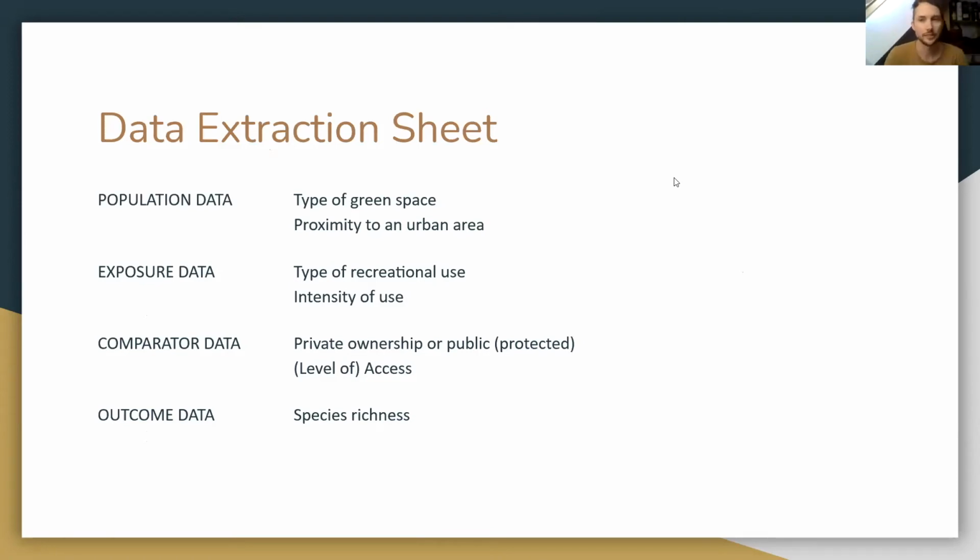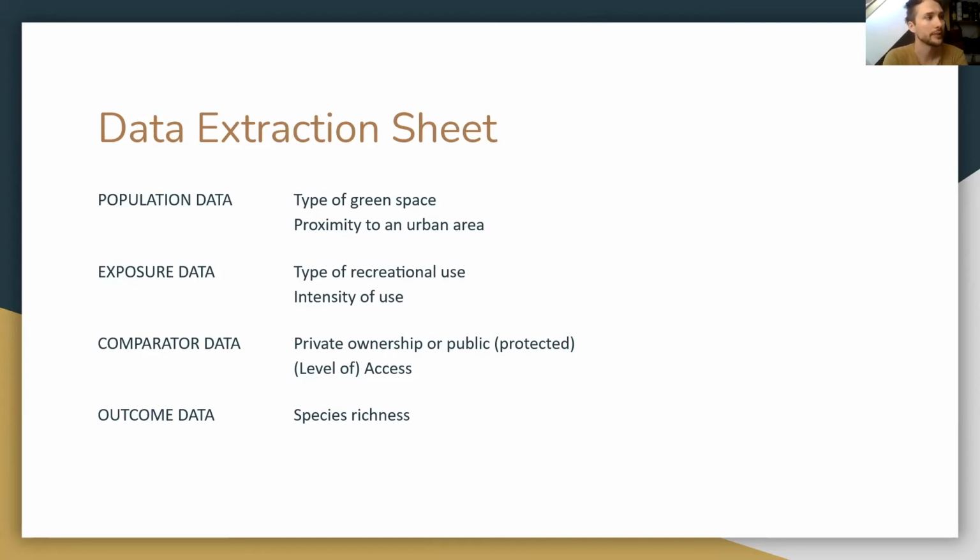So we structured our data extraction sheet in the following way. For the population data, we also recorded which type of green space we're talking about. Is this just any forest, or a specific ecosystem? We will present the results of this a little bit later. We also checked the coordinates, and especially how close the next urban area is, to see if these green spaces are relevant for the population of these urban areas.